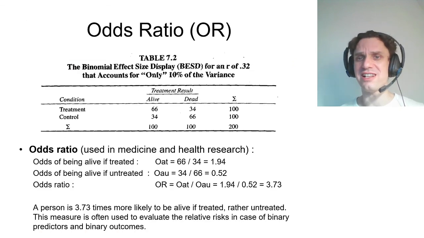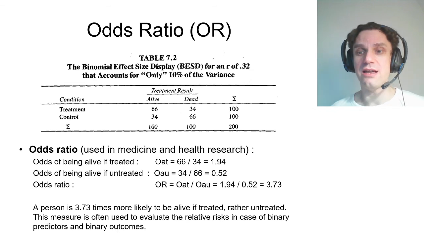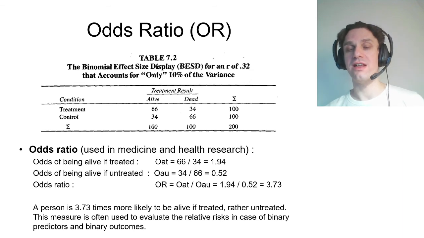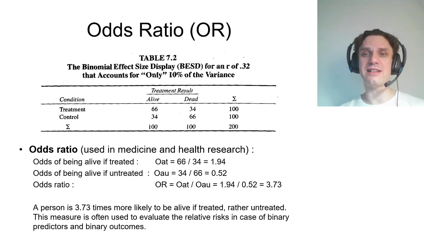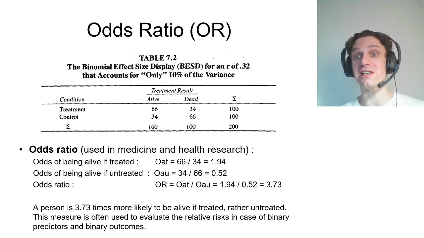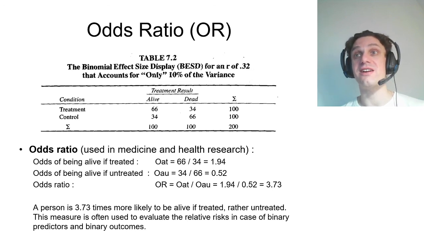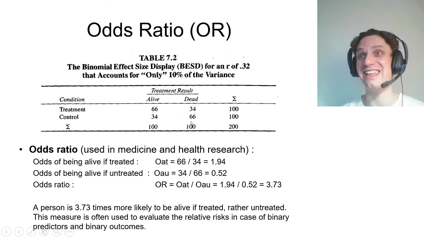Now, to conclude our discussion of effect sizes, just to mention quickly another effect size that you might sometimes encounter is called odds ratio. Odds ratio is used in medicine and health research, where people have binomial predictors and binomial outcomes: treated, untreated, alive, dead, and so on. So what is odds ratio? It's very simple. You calculate odds of being alive if treated, and this is basically the number of people who are treated and alive divided by the number of people who are treated and now dead.